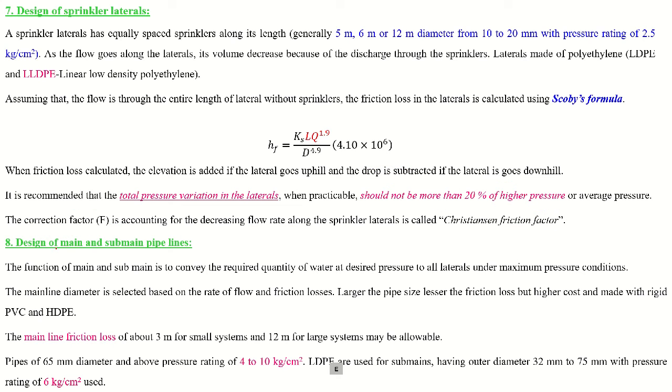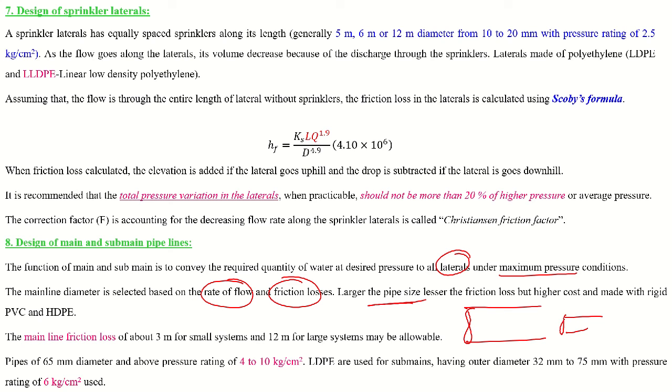So next one is the design of your main and submain. The function of your main and submain is to carry the water from your source to the field or to the lateral under the maximum pressure condition. The mainline diameter is selected based on your rate of flow and friction losses. If the pipe is larger, the friction losses are very less. If the pipe is small, the friction losses are higher. And if you go to a large pipe, it leads to a higher cost. So in this condition, based on the friction and the cost, we should select the pipe.